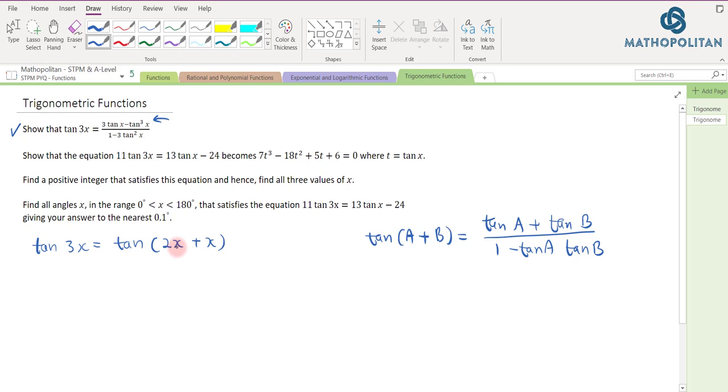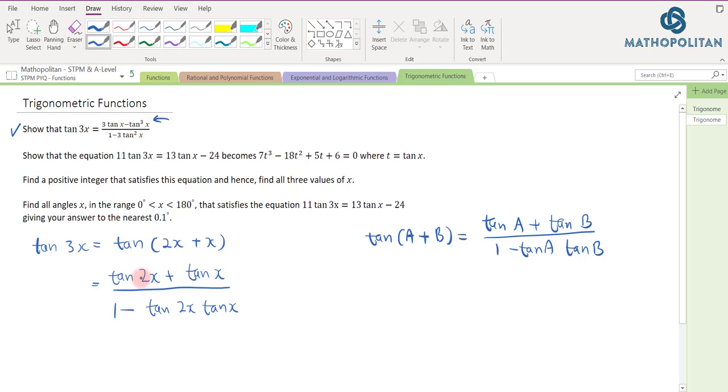So we'll substitute this. Now a is equal to 2x and b is equal to x. So this will be (tan 2x plus tan x) divided by (1 minus tan 2x tan x).